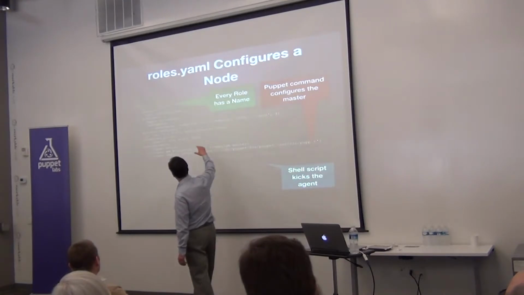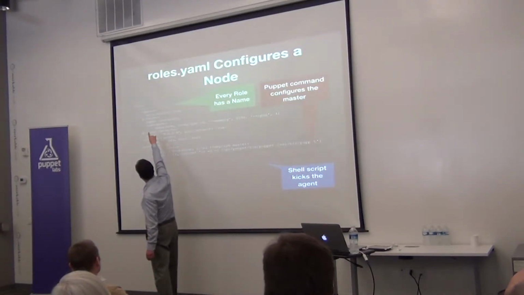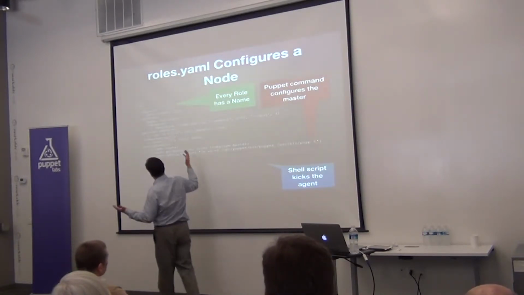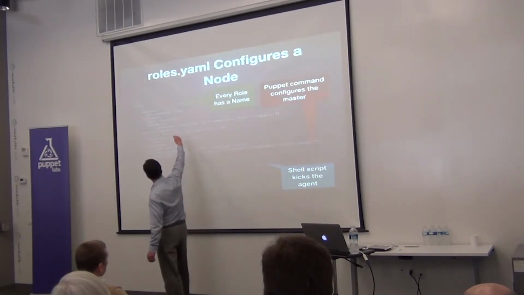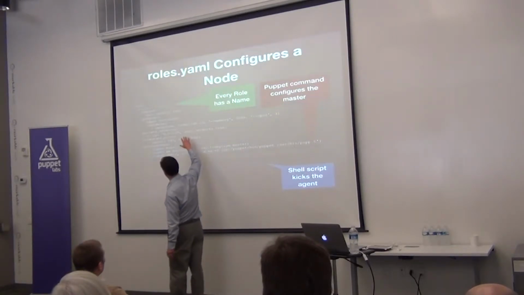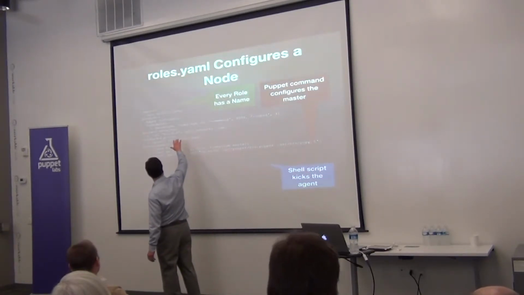Roles.yaml configures nodes, so every role. This is all your roles, once again a hash of list value pairs. PE Puppet Master, this is your main one. Everybody's going to need that one. I want to go over each of these. I think most of them are fairly self-explanatory, but obviously if you have questions, go ahead and stop me.